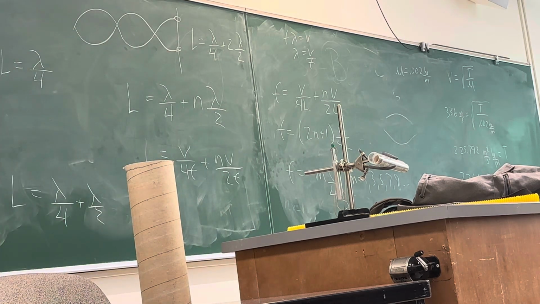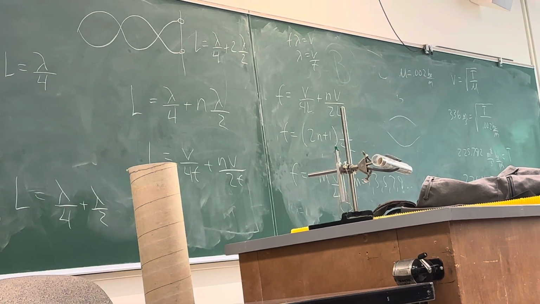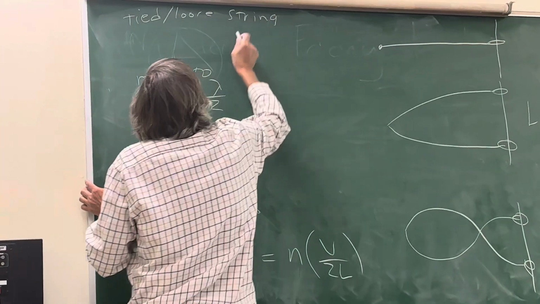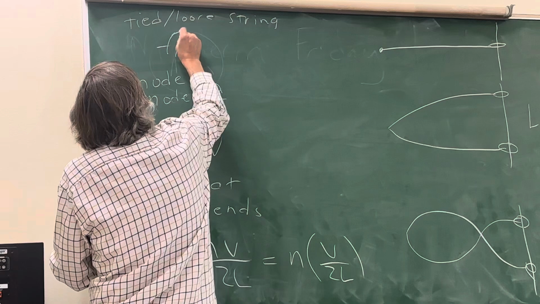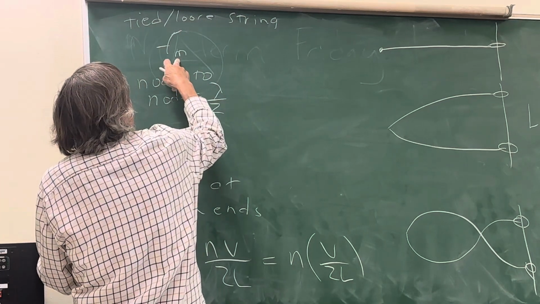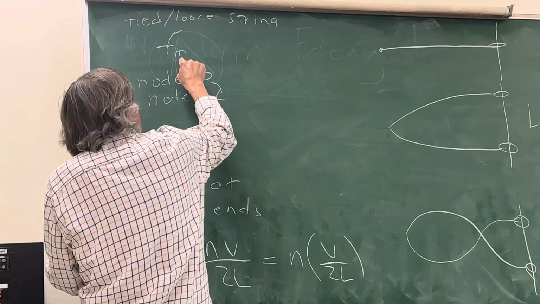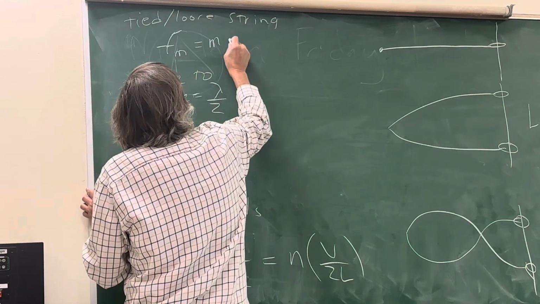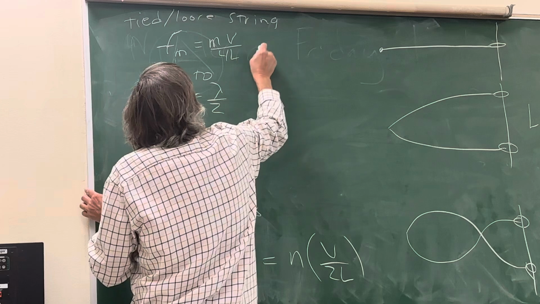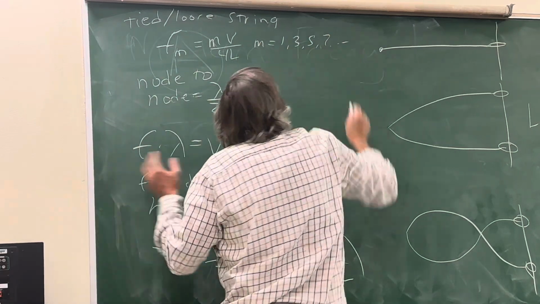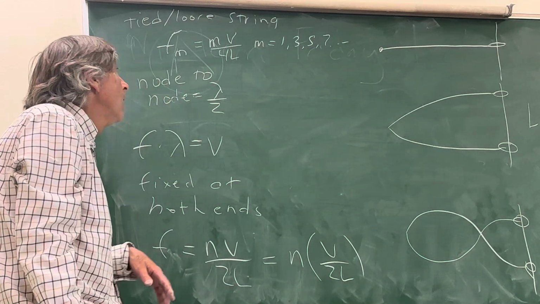Let me put this on top. If I have a tied, loose string, my resonance frequencies, the m, and this isn't multiplying it by m, they'll very commonly put a little subscript down here to stand for the mth resonance, is going to be m times v over 4L, where m is going to be 1, 3, 5, 7, like that. You only get the odd harmonics.